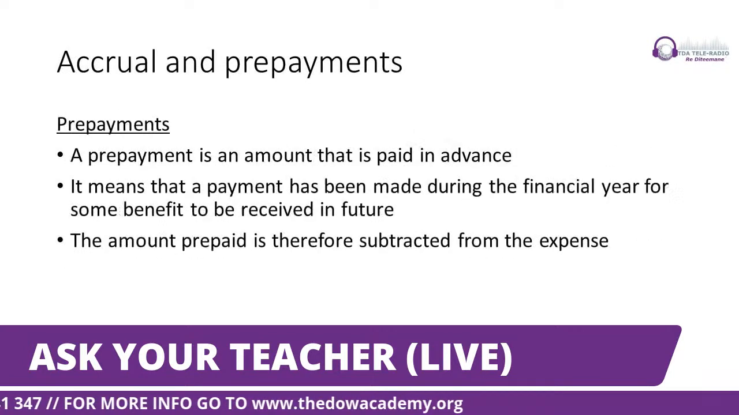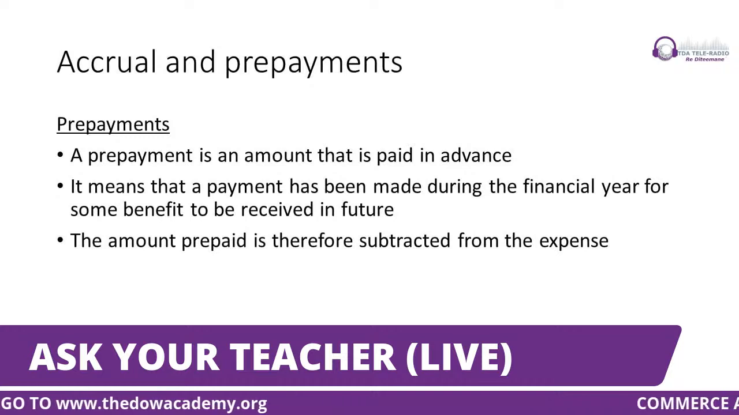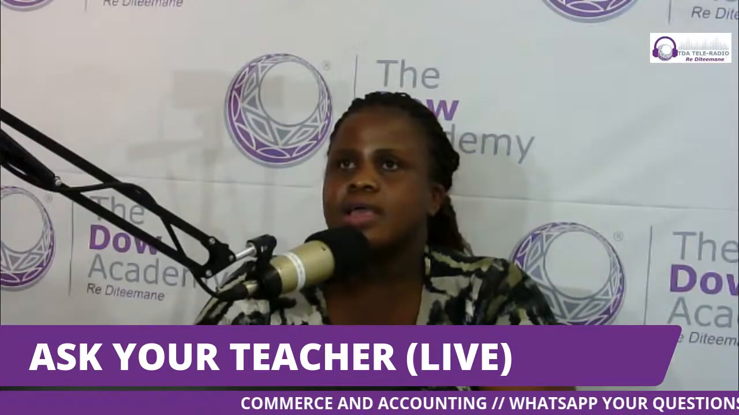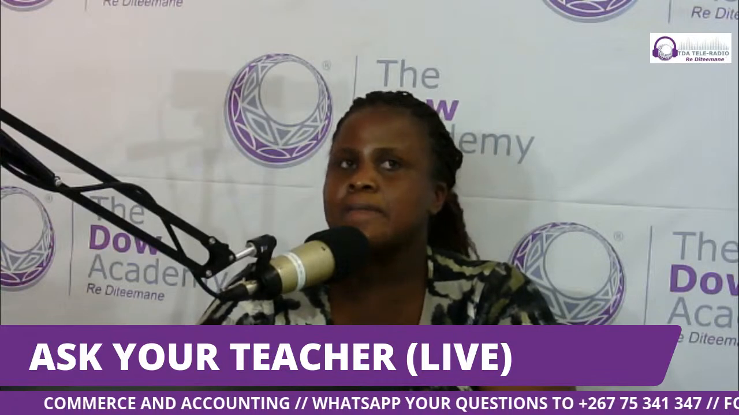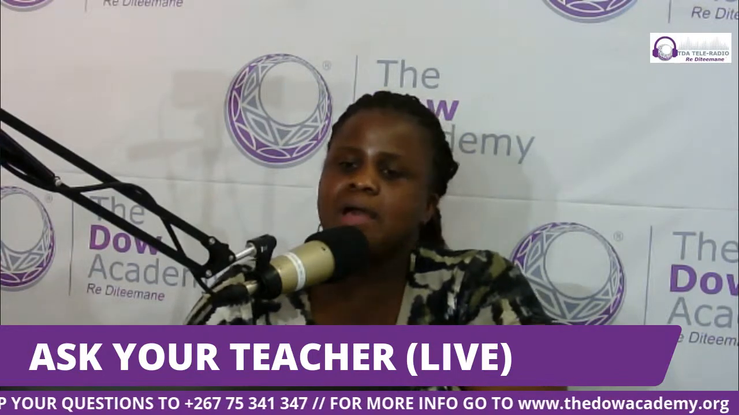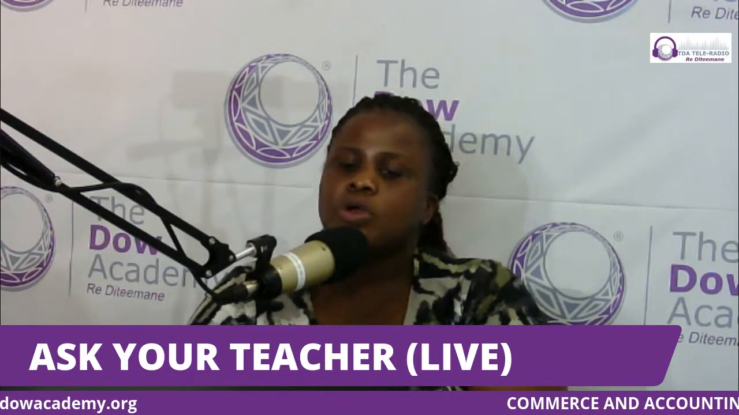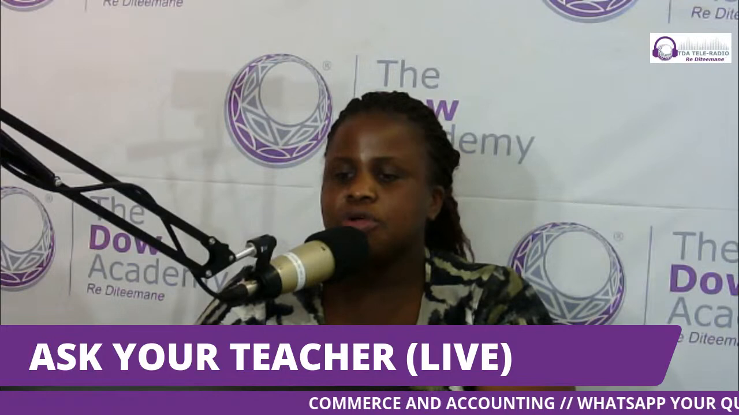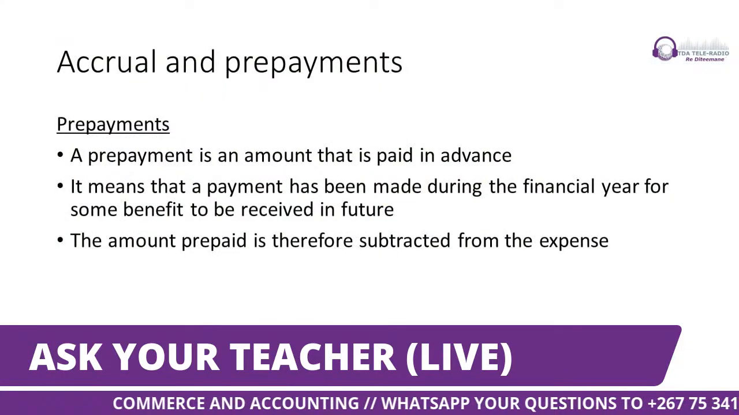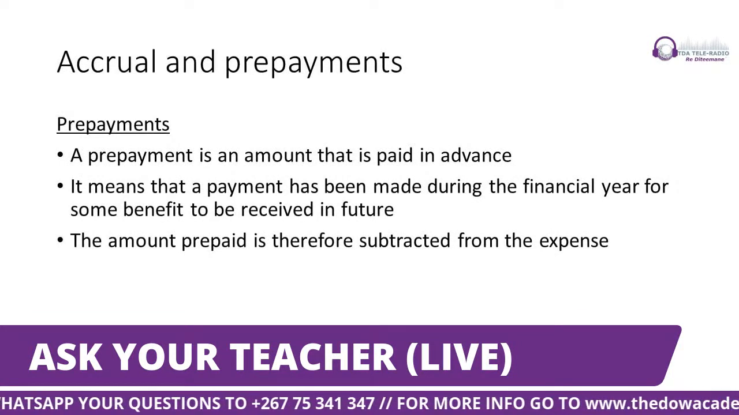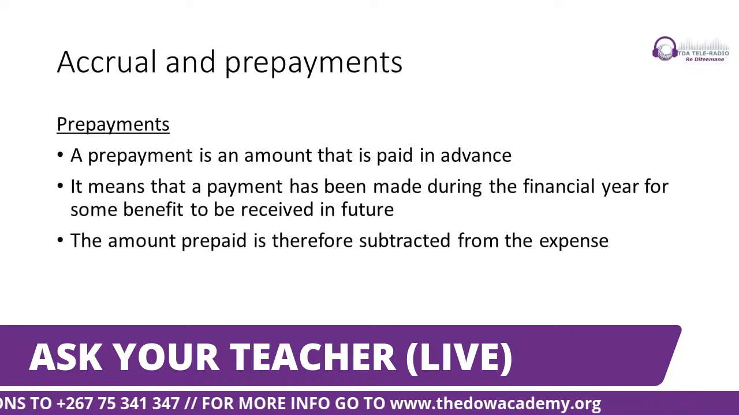Still under accruals and prepayments, we have what is known as a prepayment. What is a prepayment? A prepayment is an amount that is paid in advance. A good example is electricity. Most of us have prepaid meters. We pay for our electricity in advance. So if by 31 December you still have a credit in your meter, say 100 pula, it means that is an advance. Because it is not for that particular period, that expense should therefore be subtracted. So it means that payment has been made during the financial year for some benefit in future. So we should subtract that payment. It should therefore be subtracted.